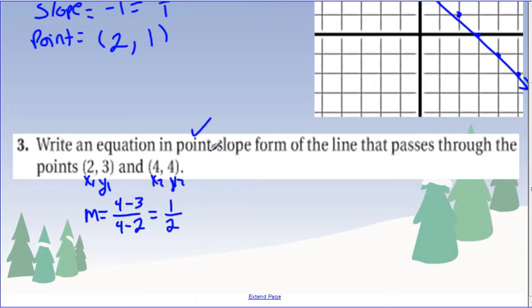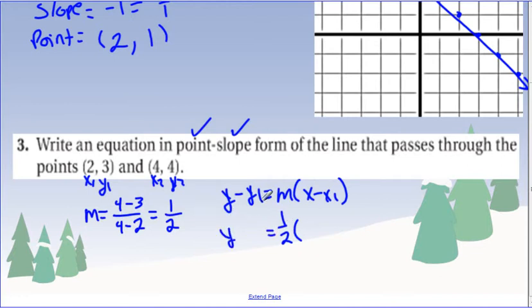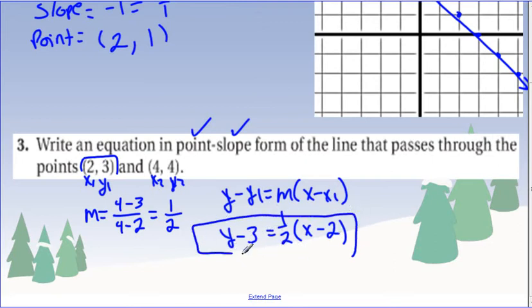Now we have slope, we have points, we can do it. My y minus y1 equals m times x minus x1. Well, slope is 1/2. Pick a point. I don't care. I'll pick this one. The y value is 3. The x value is 2. And remember how these are the opposites, so it's a positive 2 here, negative 2 there. Positive 3, negative 3. This is the equation in point-slope form of the line that goes through those 2 points. And we're done.